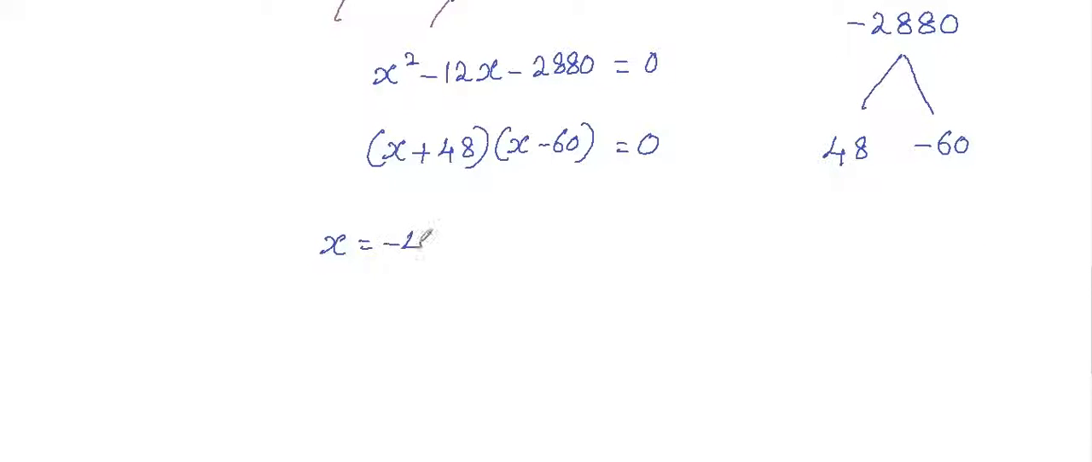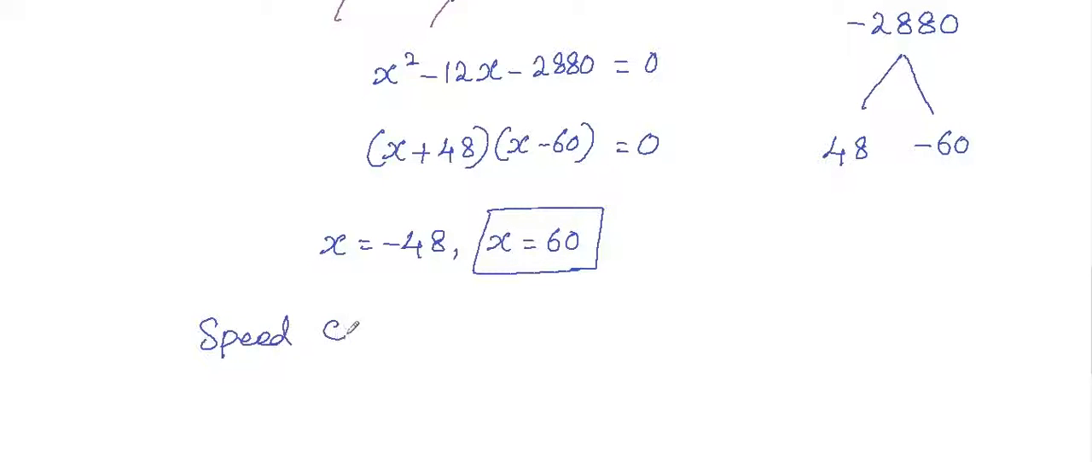So x equals minus 48 or x equals 60. x is nothing but a speed, and speed can't be negative. So we need to consider only the positive value, which is 60.